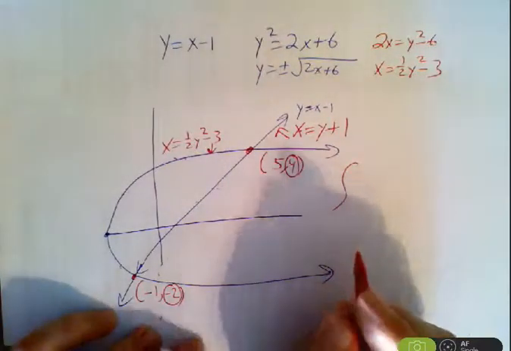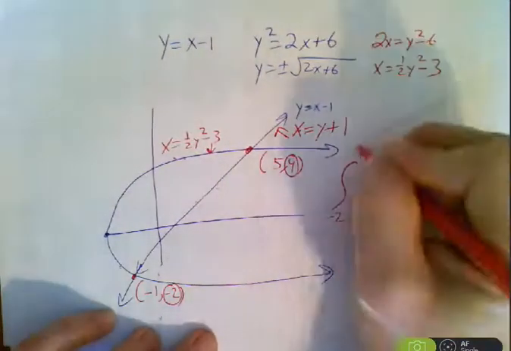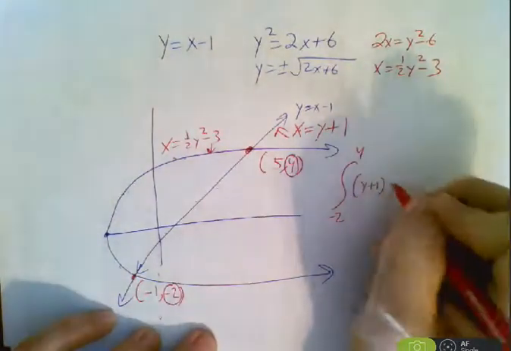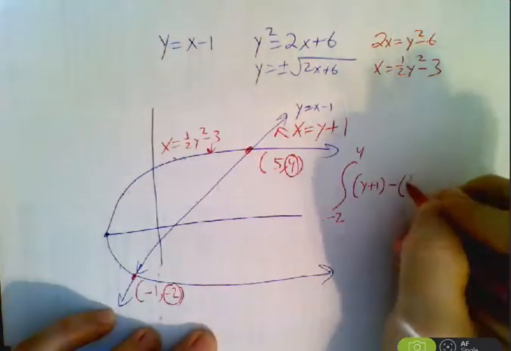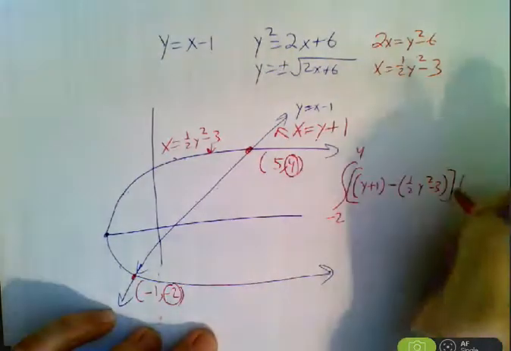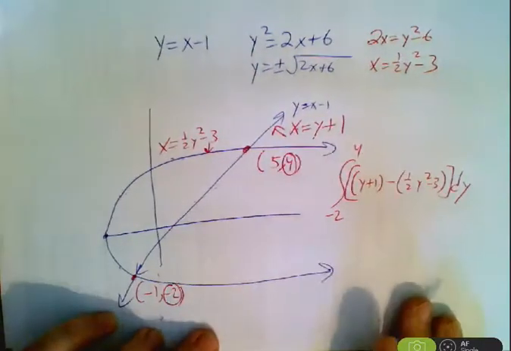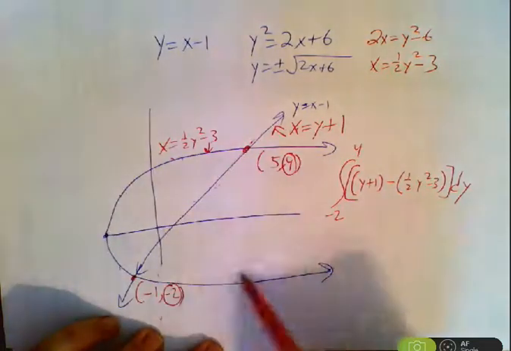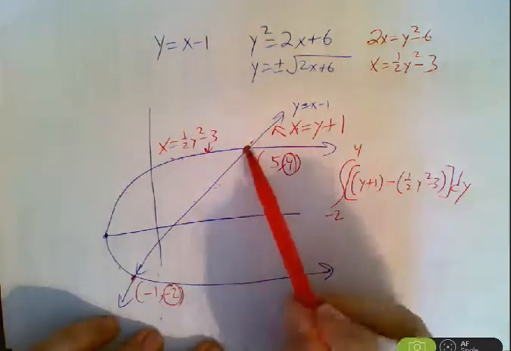Okay, so this is going to be from -2 to +4, right, of y plus 1 minus left, which is 1/2 y squared minus 3, with respect to y. Okay, so the basic idea again here is I'm going right minus left, from the lower limit to the upper limit for the y values.